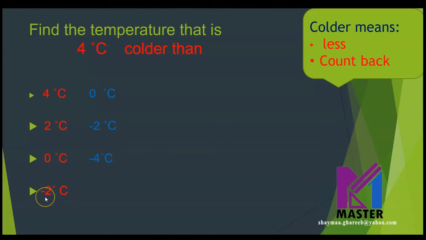-2, if the temperature is -2, we are going to count back by 4. Let's count together. Before the -2, what do you think? -3, -4, -5, then -6. And if the temperature is -5, let's count back by 4. So it will be -6, -7, -8, and -9. So -9 is 4 degrees colder than negative 5. Is this clear now, the meaning of colder?